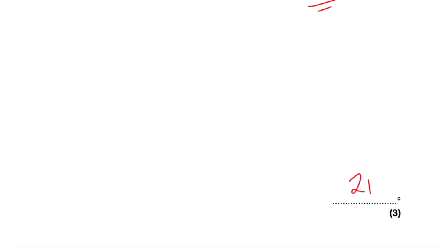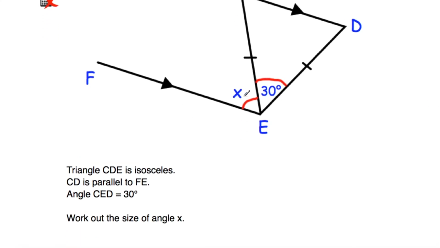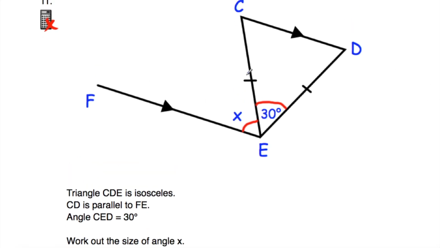Okay, let's have a look at our next question. Question number 11 says that triangle CDE is isosceles, and we can see that with the two little dashes here and here. So the length of CE is equal to the length of the line DE. That means if these two lines are equal to each other, these two angles here and here will be the same size as well. We've been told the angle CED is 30 degrees, and the question says to work out the size of this angle here, X.